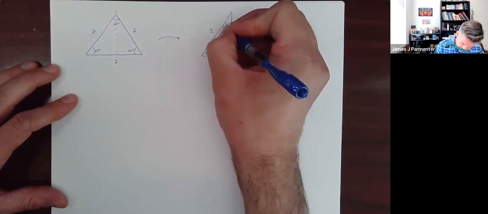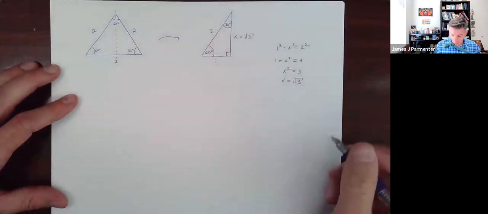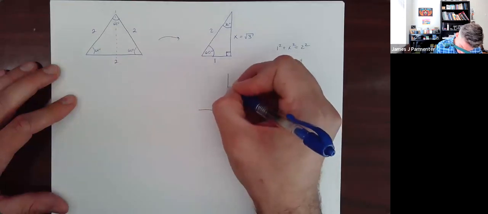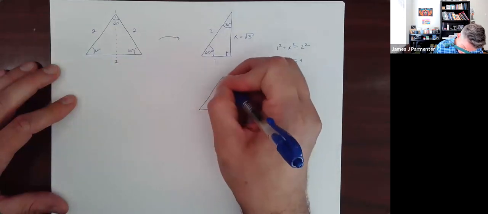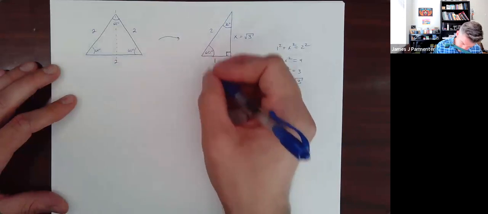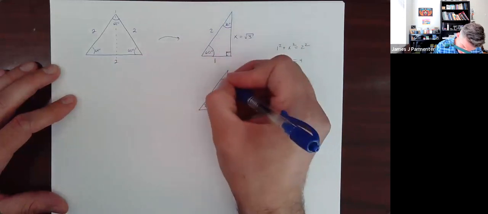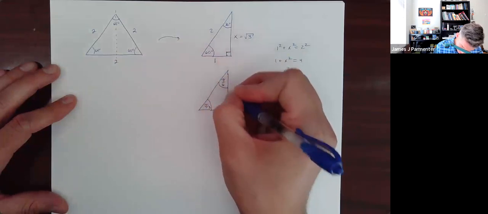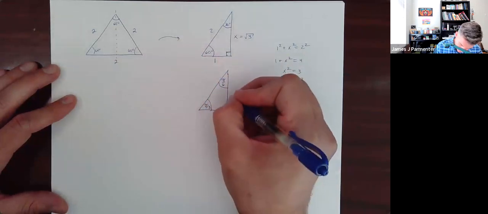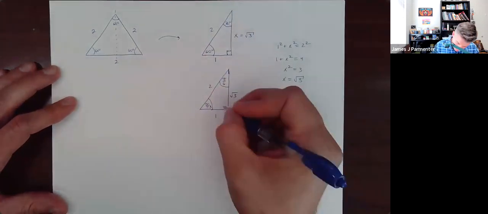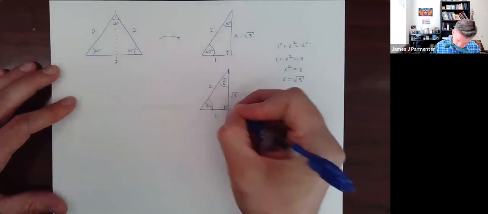And you like to draw little things like this, whatever. Or you could also label it using radians. So if I can label this, 60 degrees is pi over 3 radians, 30 degrees is pi over 6 radians. And this is 1, this is root 3, this is 2. And this is pi over 2 radians or 90 degrees.